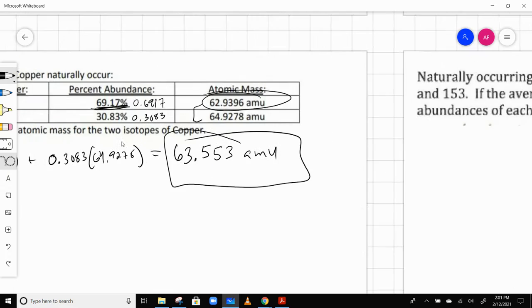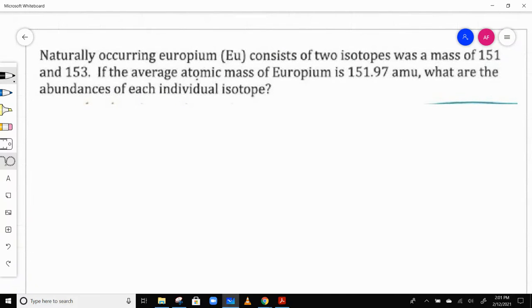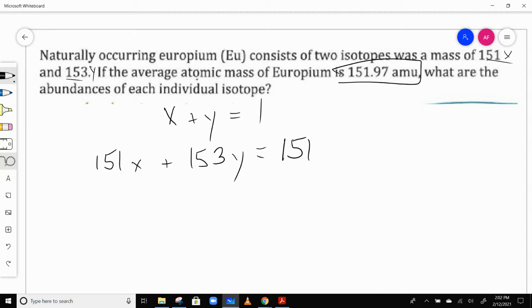Okay. Next type of problem here is we're trying to find the percent abundance of each of them given two isotopes and the atomic mass. So for this we need to set up a system of equations. First of all, we say that X is the percent abundance of 151 and Y is the percent abundance of 153. And the two abundances added together should equal 1. So X plus Y equals 1. And then we should also know that 151 times X plus 153 times Y equals the atomic mass, so equals 151.97.